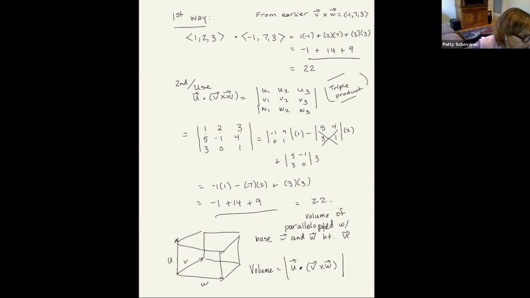Back up here. Where are my properties here? So you can add the third one, that the absolute value of this is equal to the volume of the parallelepiped whose sides are V, W, and U. But make sure you take the absolute value of it.